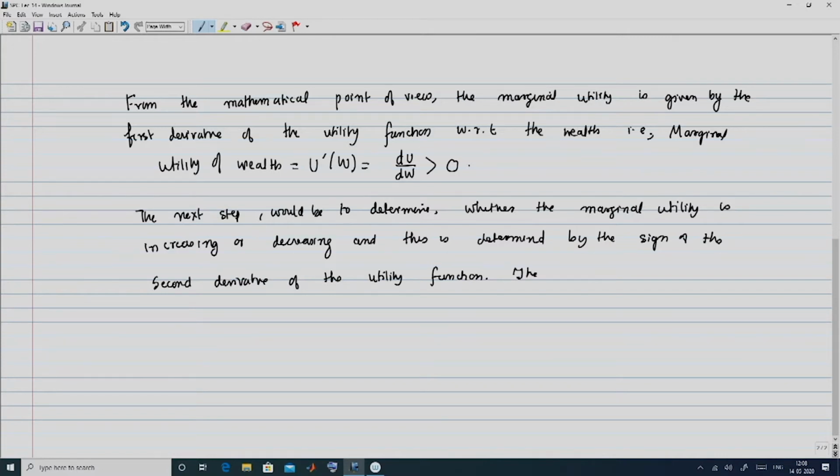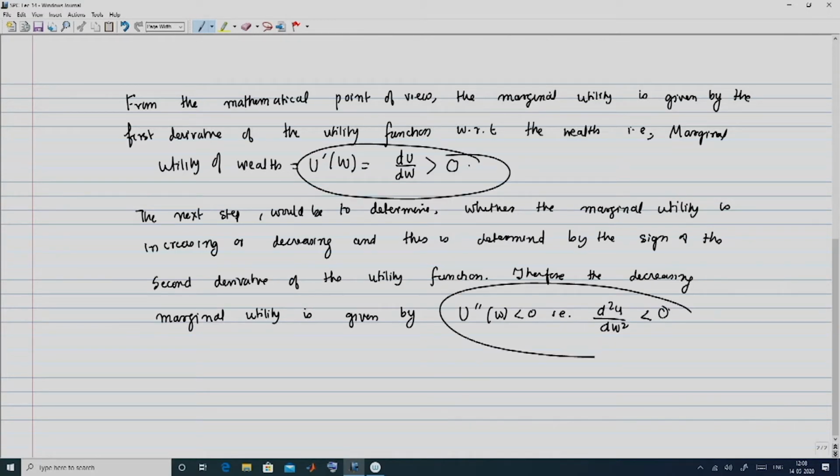So, therefore, the decreasing marginal utility. It turns out that this is actually a decreasing. So, the decreasing marginal utility is given by u double prime of w less than 0, that is d square u d w square is going to be less than 0. So, this means that your u prime is greater than 0 and u double prime is less than 0 in case of a risk averse investor.